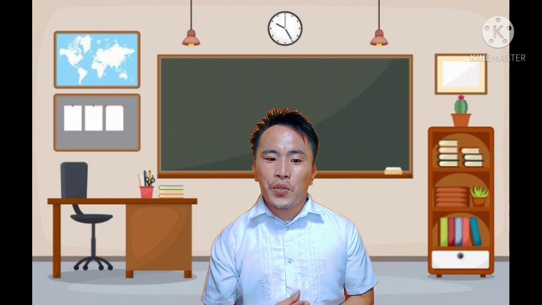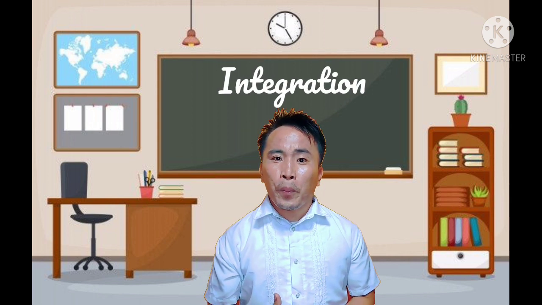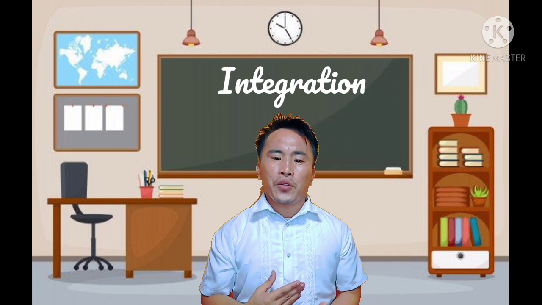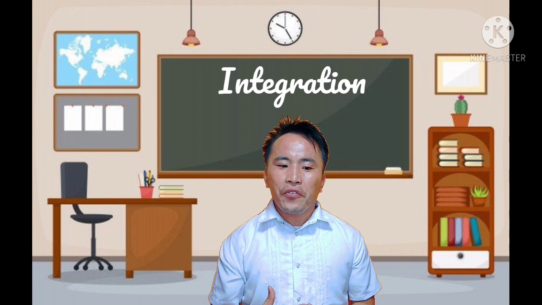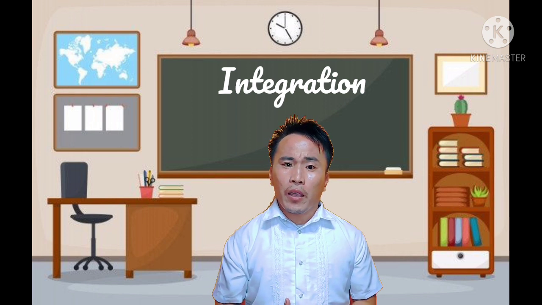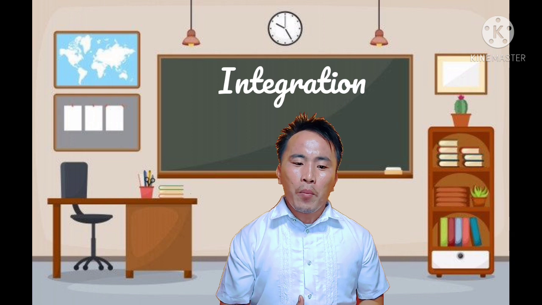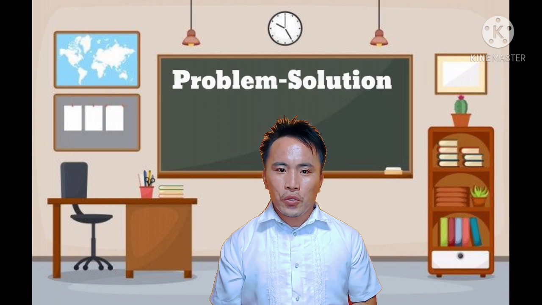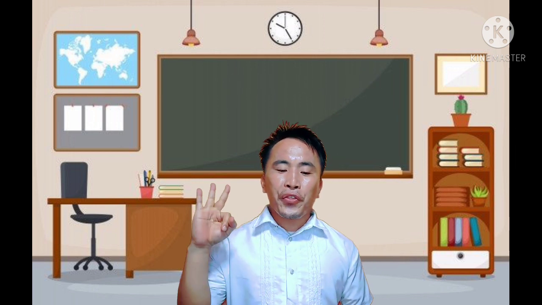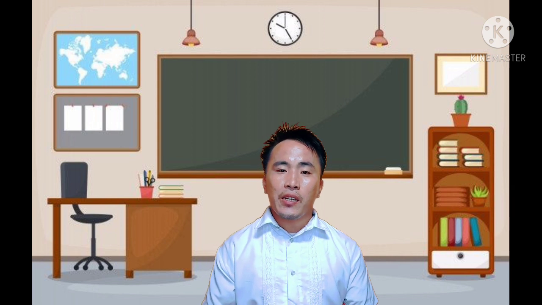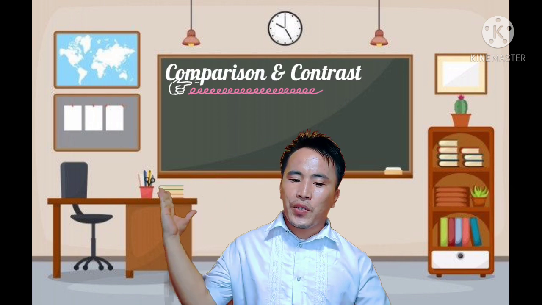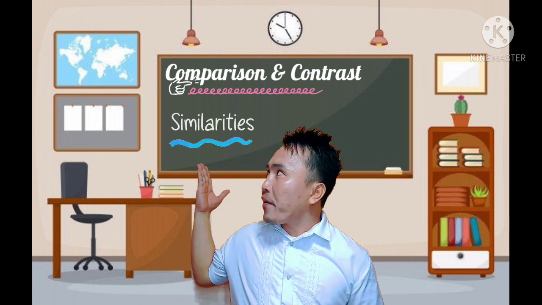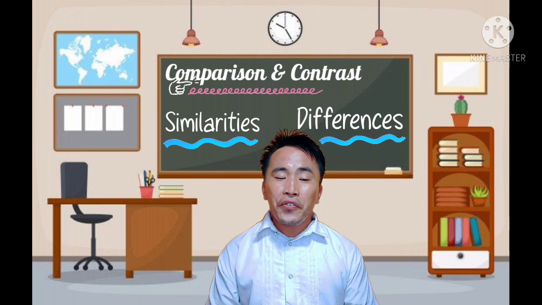Now, my question is, in real life, why do we need to plant trees? Anybody? Yes, very good. We need to plant trees in order to avoid excessive flood and global warming and to maintain cool environment where animals would depend on its survival. And that is problem solution. To continue, the third structure of informational text is comparison and contrast.